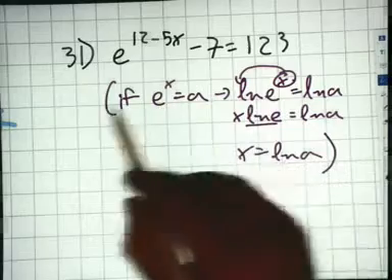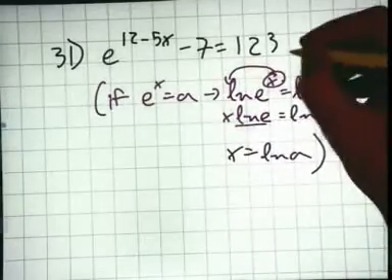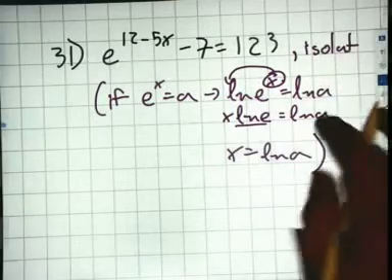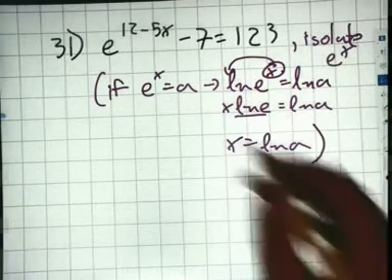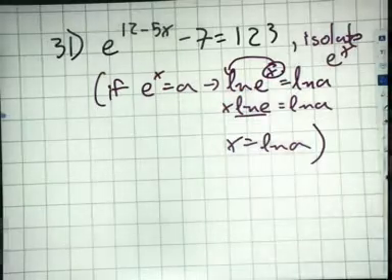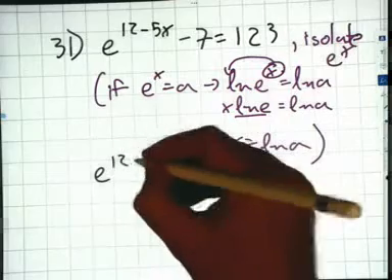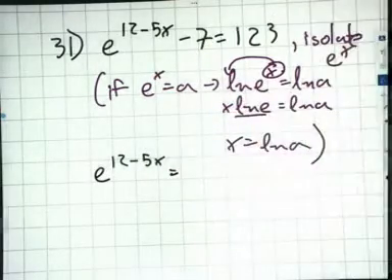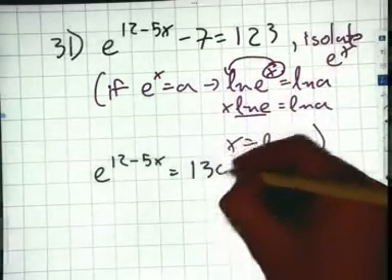But before I can do this, the first thing I need to do is isolate the e to the x, or the e to the 12 minus 5x in this case. So to do that, let's just add the 7 to both sides. So 123 plus 7 is going to be 130.